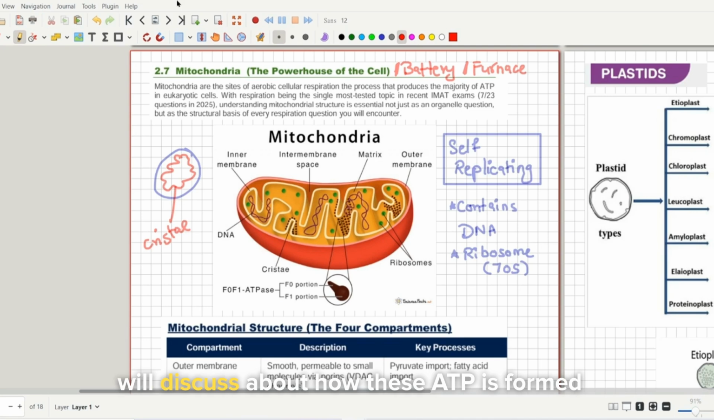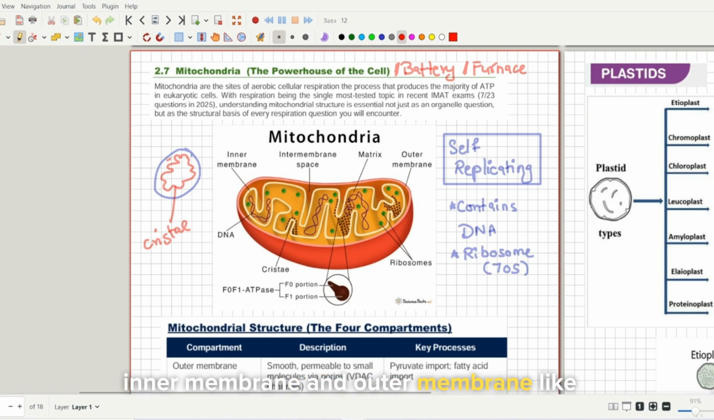In respiration we will discuss how ATP is formed in mitochondria. The inner membrane divides the mitochondria into two compartments: the inner compartment and the outer compartment. The first thing you need to know is that the narrow region between the inner membrane and the outer membrane, as you can see this portion, is a compartment called the intermembranous space.